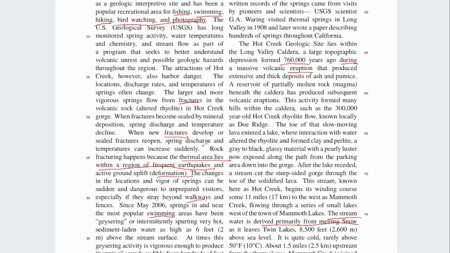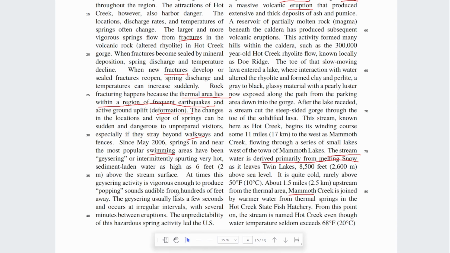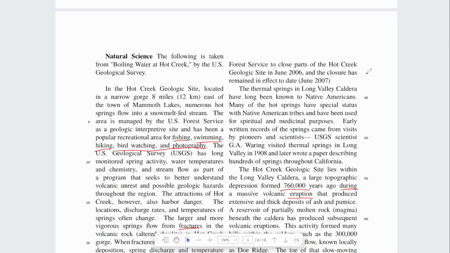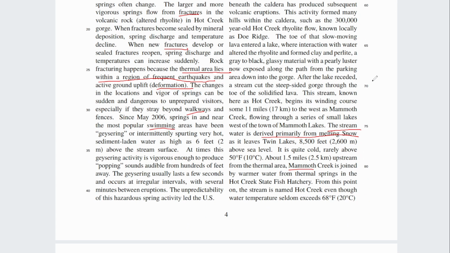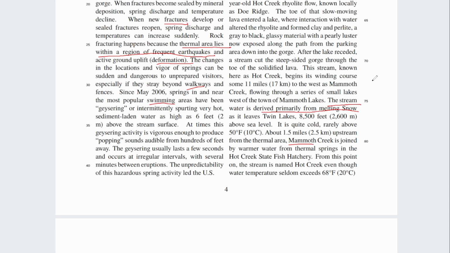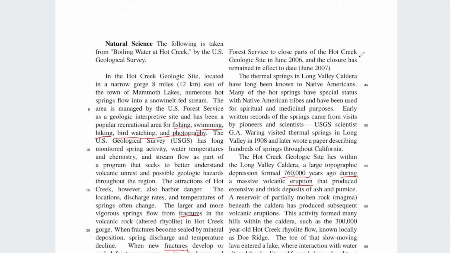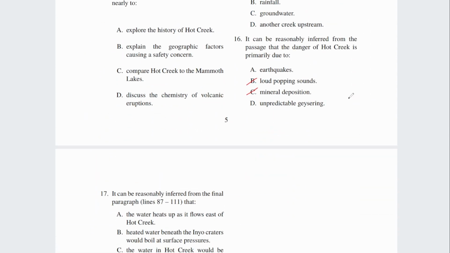But I remember that in here we have this section at the end when we start to discuss all this sort of geologic activity, where it discusses that they closed the park or the Hot Creek and started explaining why they did it. So, okay, springs in and near the most popular swimming areas have been geysering. At times, the geysering activity is vigorous enough to produce popping sounds. Okay. The unpredictability of this hazardous spring activity being the geysering led the U.S. Forest Service to close parts of Hot Creek. Okay, so it's unpredictable geysering. That's our answer choice. Unpredictable geysering. Okay, so even though there were earthquakes, we need to make sure that it says explicitly which of our answer choices is correct, and it is unpredictable geysering.